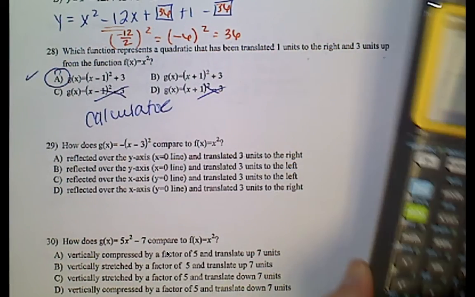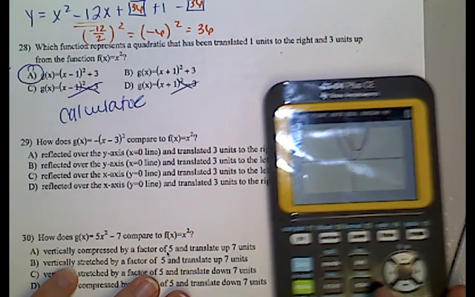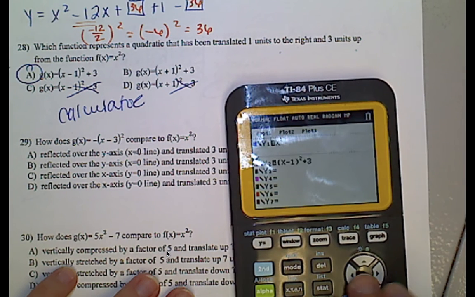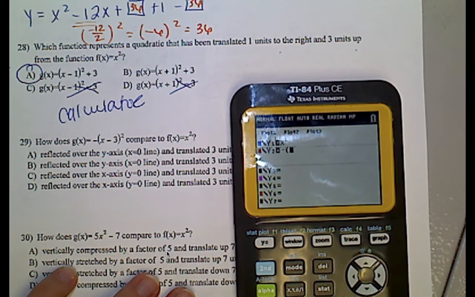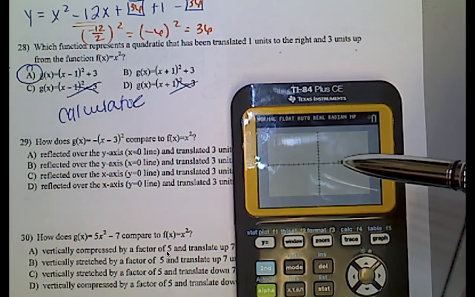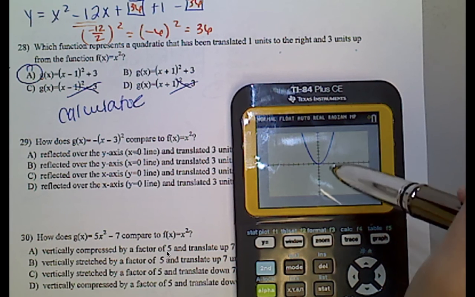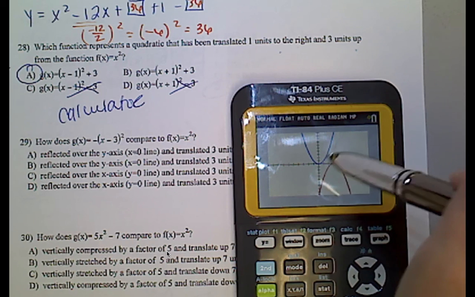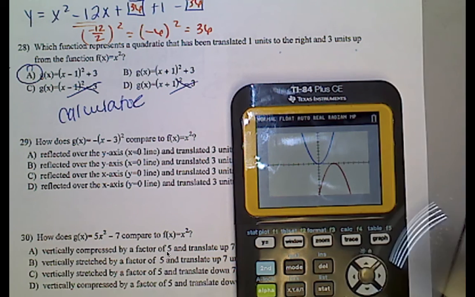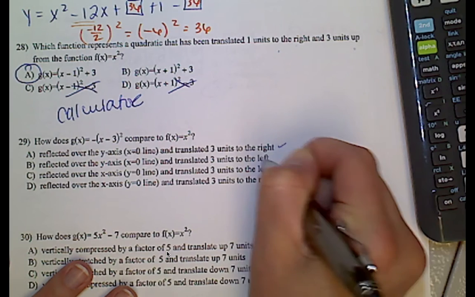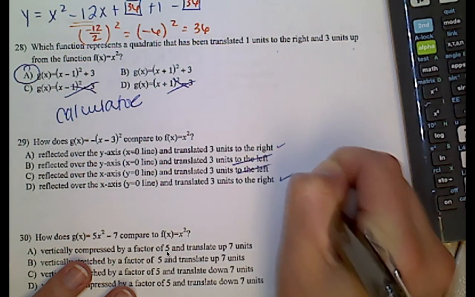Okay, next one. If I don't know how they compared, I'm just going to type them both in. So I'm going to go to y equals and type in negative x minus 3 squared and see what happened. So when I look at it, here's my first one. I can see that it got moved to the right. So if I go here, translated to the right, that one's translated to the right, not to the left.